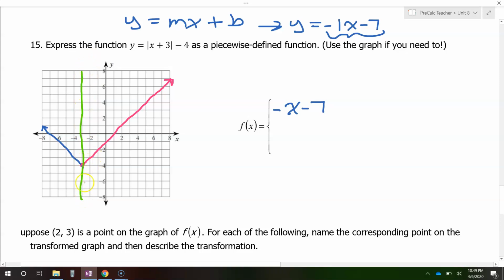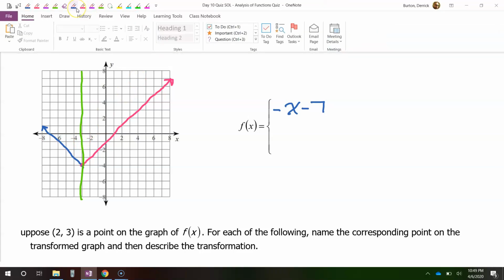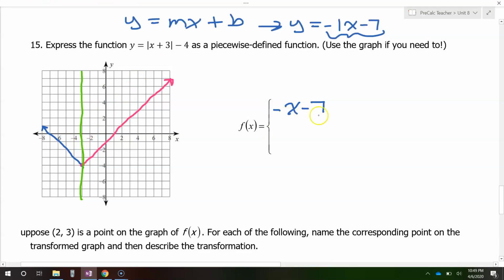Sometimes it's helpful to imagine a vertical line that shows where you change from one function to another. So at this green vertical line is where it changes from the blue function to the red function. What is the x value of the green line? It is at -3. So we can say that it's going to be this part of the graph between -∞ and -3. So if I do interval notation, I'm going to say from -∞ to -3.